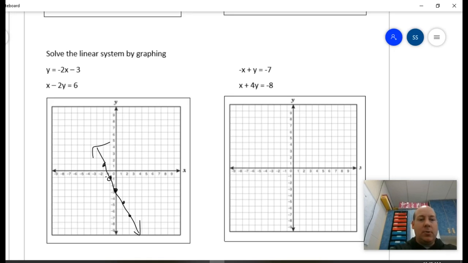So now the second one here, I got a couple of options. I could rewrite that in slope-intercept form. Okay, so I could bring my x over.